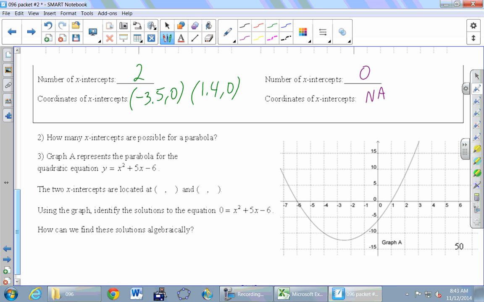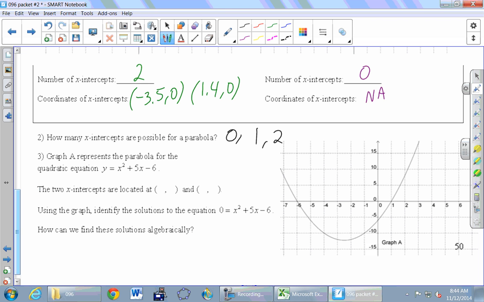All right, so we saw all the different possibilities above. What's the fewest number of x-intercepts a parabola could have? 0. And then it could have 1 if it just barely skims the x-axis, right, like graph B. Or it could have 2. Is it possible to have 3? No, can't have any more than 2. So that's all the possibilities.